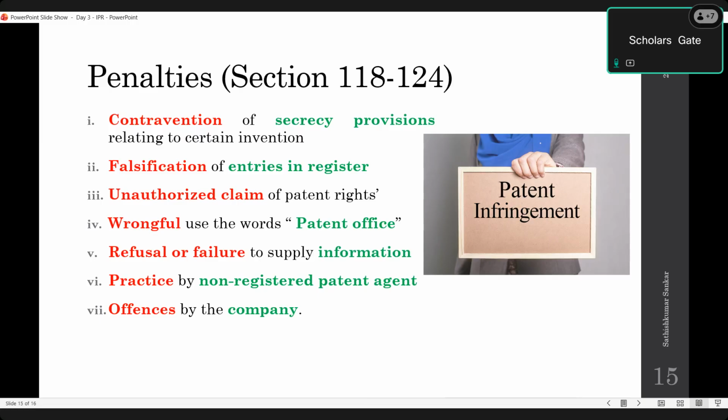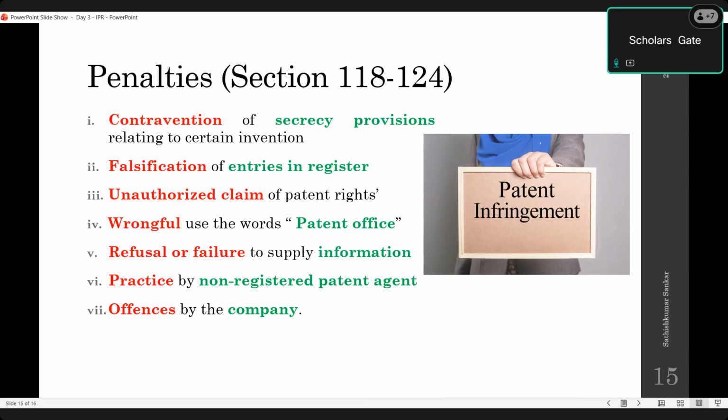Next, wrongful use of the patent office's name. As a patent agent or patentee, I know the patent office controller, I know the persons working in that patent office. I might say I will help to publish or grant that particular patent, and you have to pay some fees to me. If any person is involved in this type of activity, the patent office imposes a penalty for wrongfully using the patent office's name.